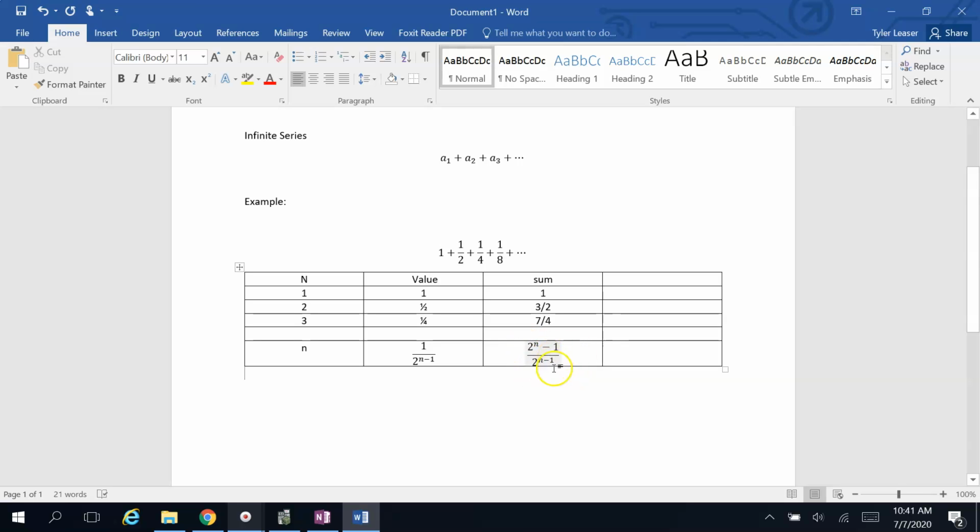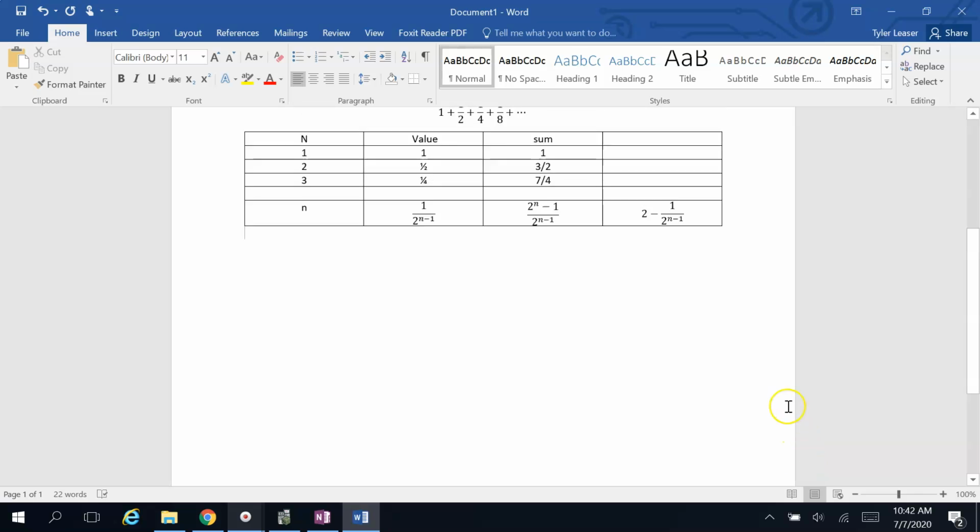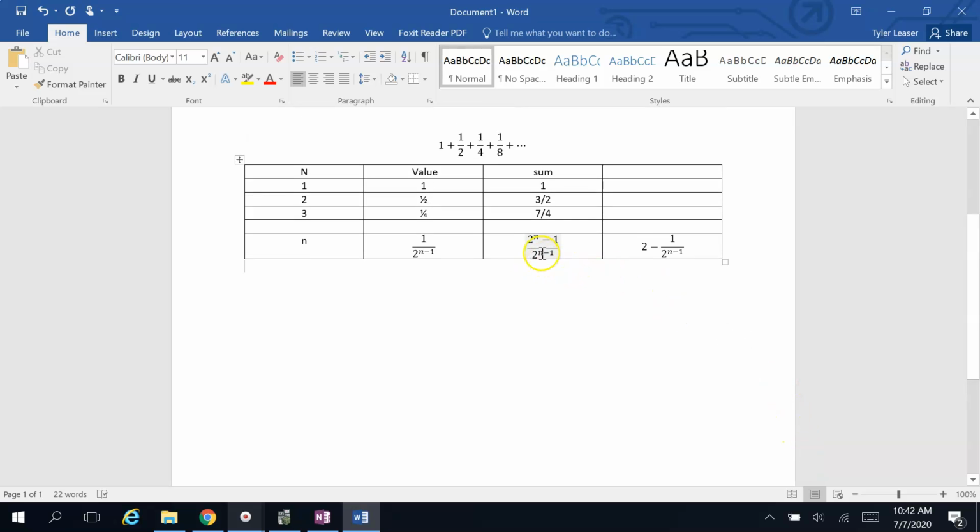We could either try to do L'Hopital's rule, but that's not really going to help us here, or what we can do is rewrite this. To rewrite this, we're just going to divide the top and the bottom by that 2 to the n minus 1. So what we end up with is 2 minus 1 over 2 to the n minus 1, like that. Oops, sorry. So this was just taking 2 to the n minus 1 and dividing it by each of those terms up top.